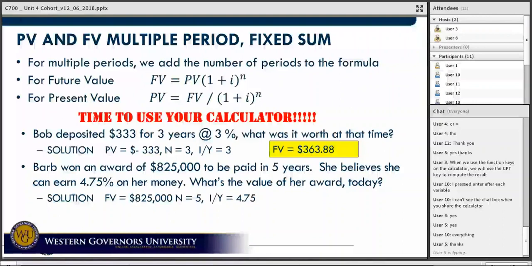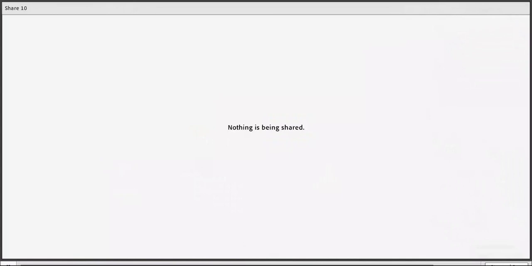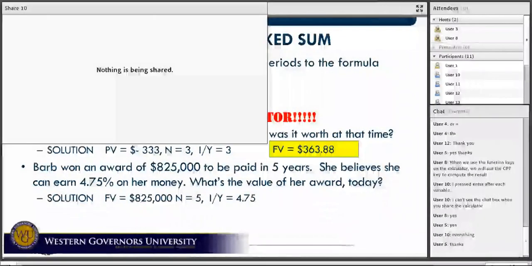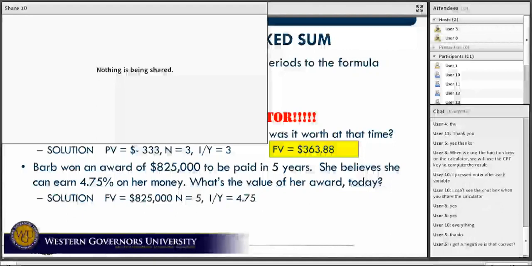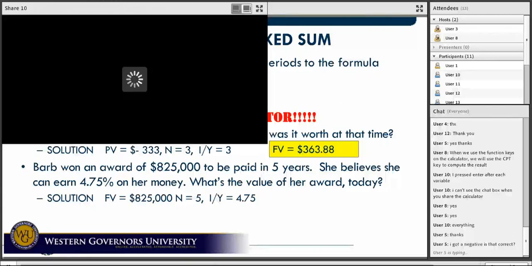And I will share my calculator with everybody. And I'm going to size it. I know it's going to look dramatically large at first. All right. Holy mackerel. There we go. That's much nicer. You got a negative. Yes, you will get a negative. And that's a good sign.